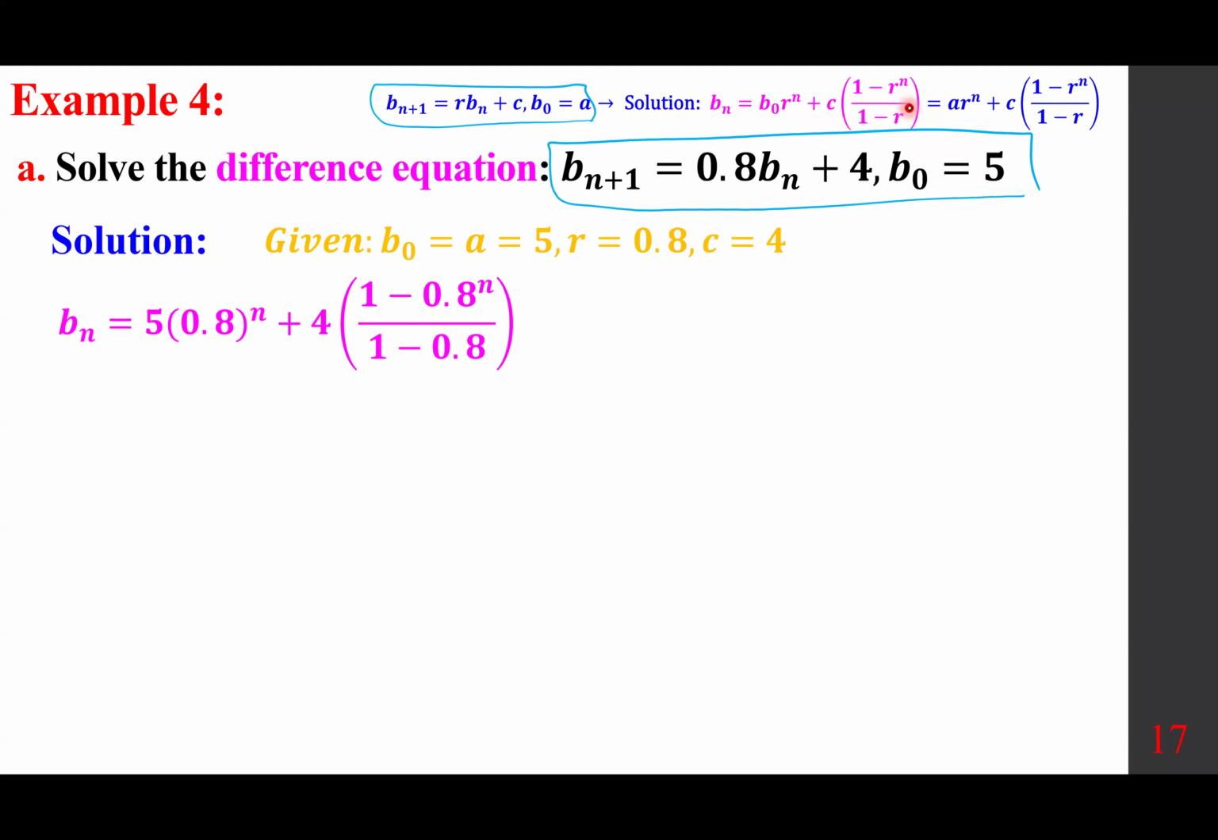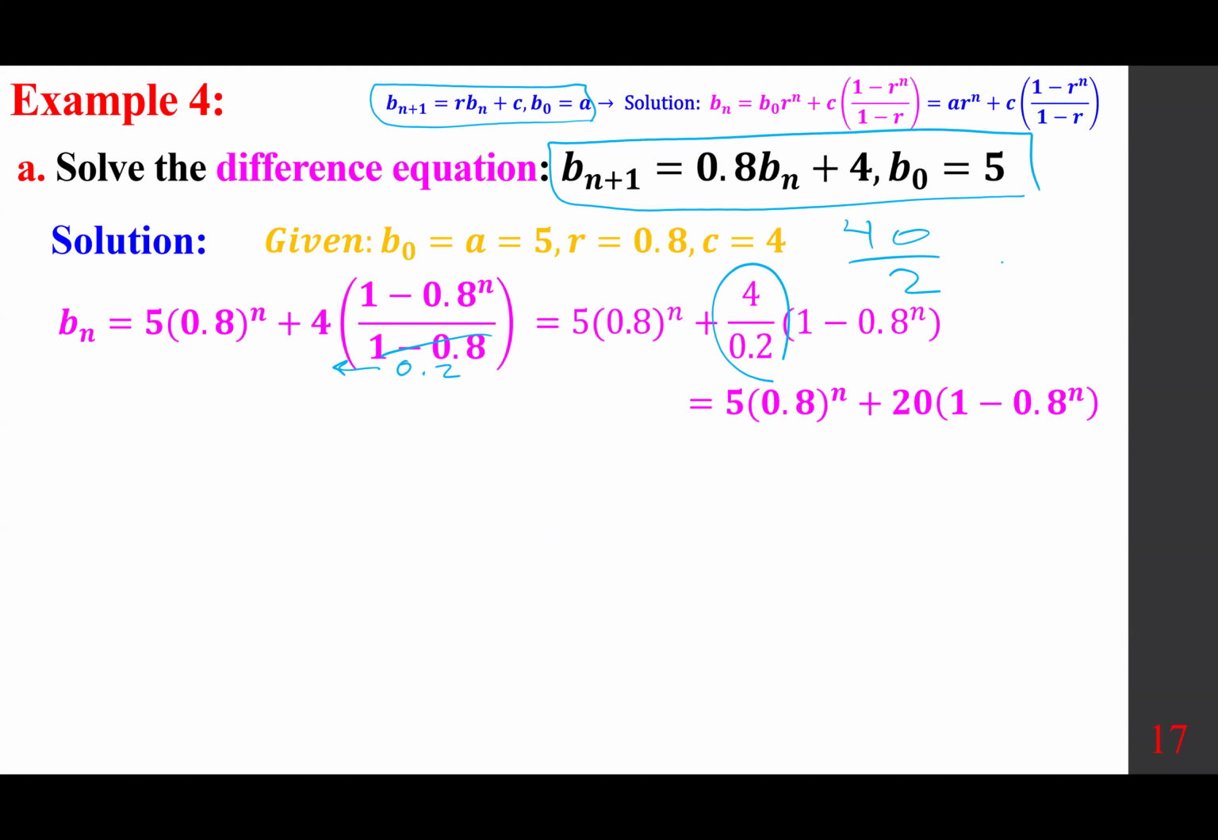Now, how do we simplify this? Because we want to get this ready for the next step, which is the limit. So here's how you deal with it. This one, 1 minus 0.8, 0.2, you put it underneath 4. And this is the same as 40 over 2 or 20. So this is what you have.